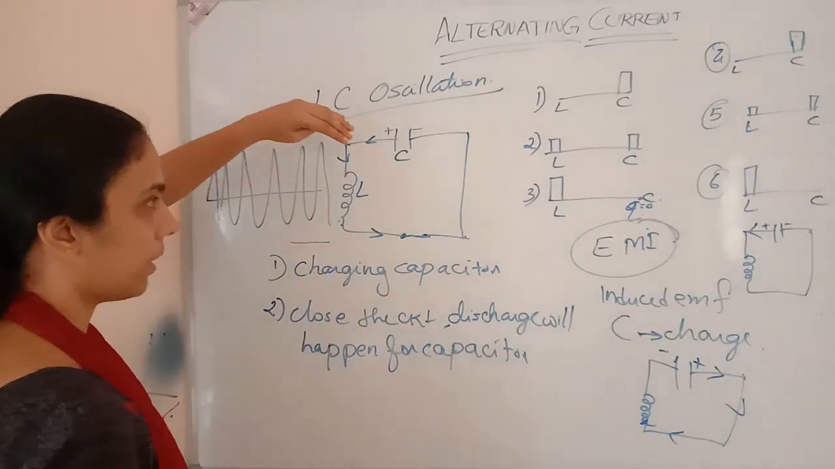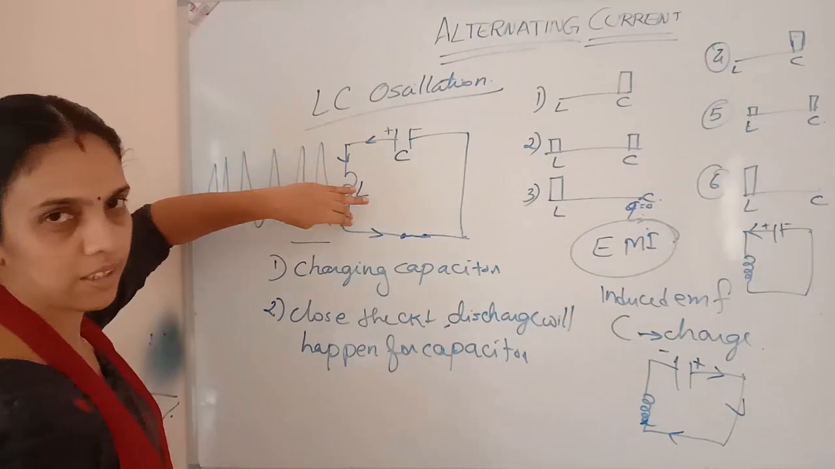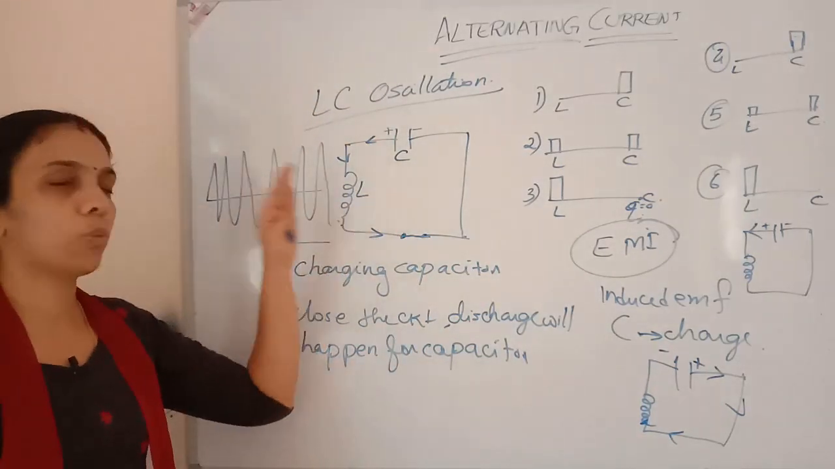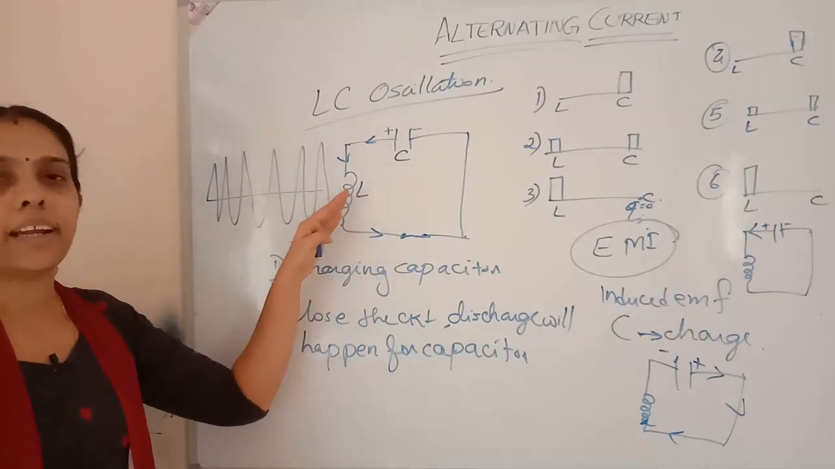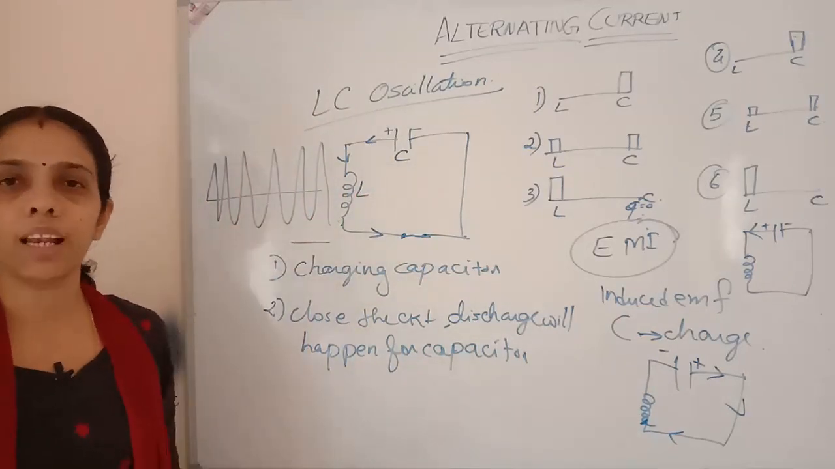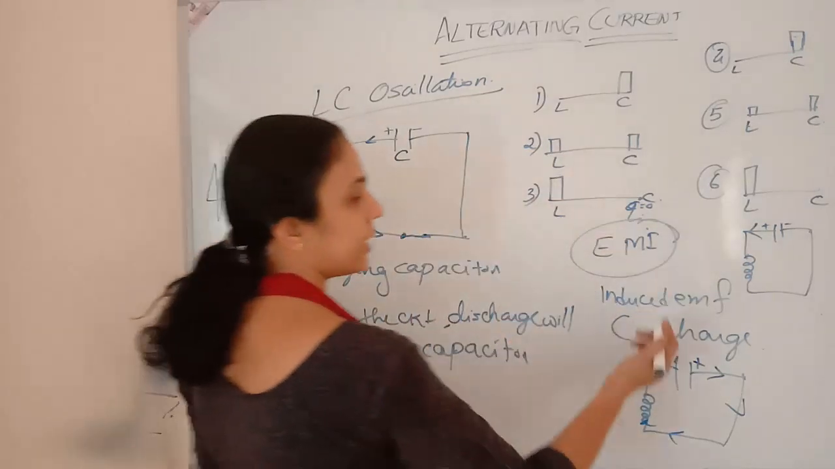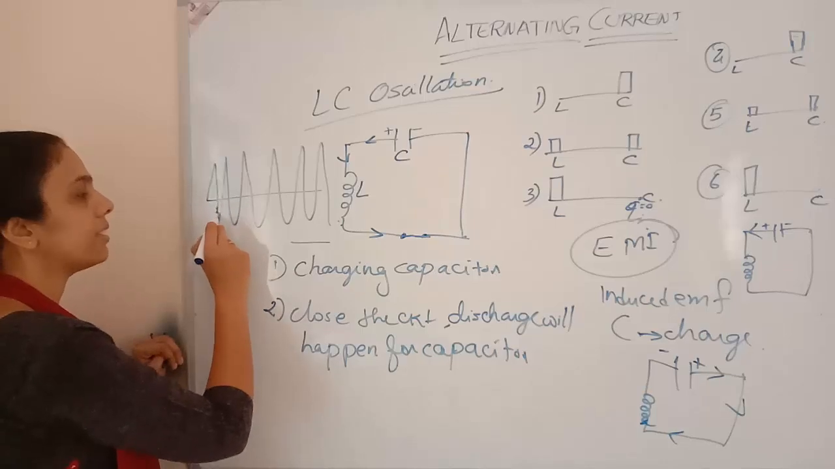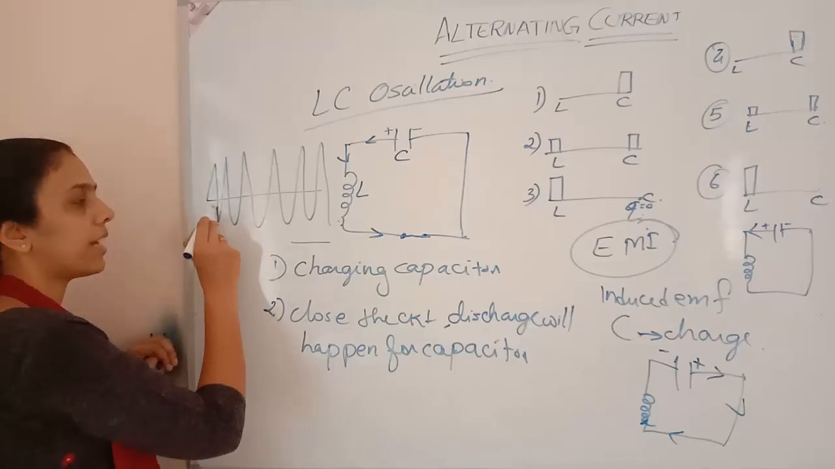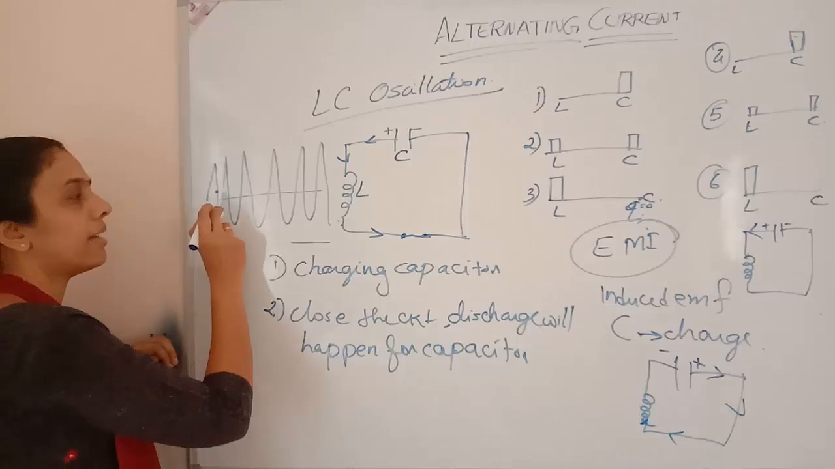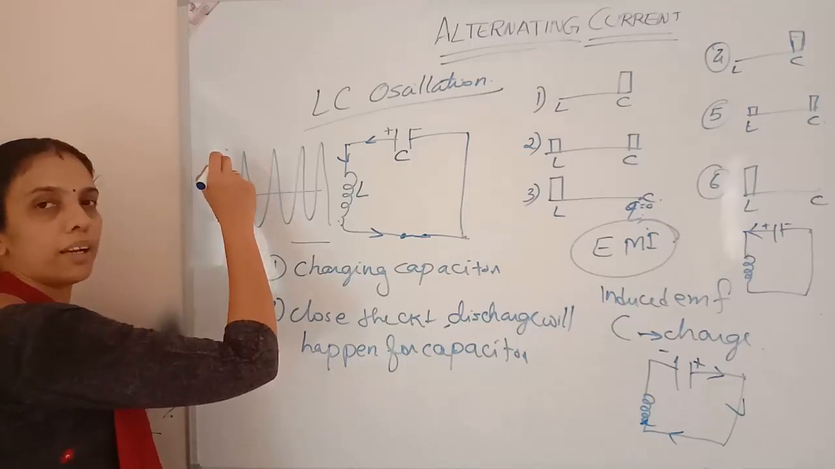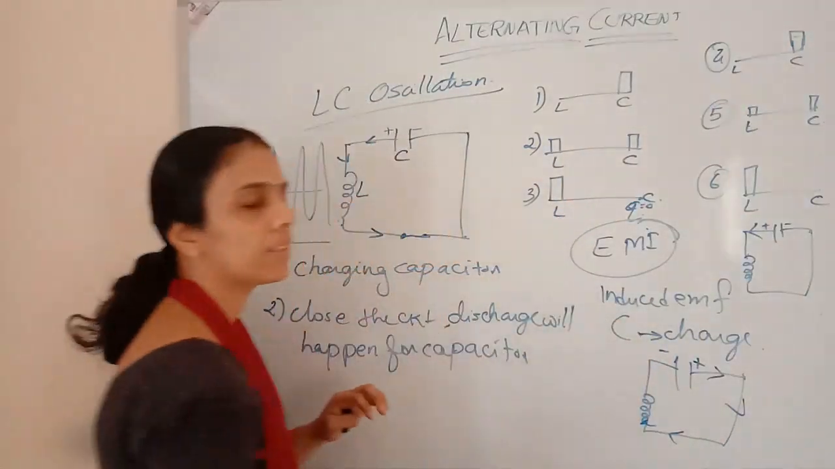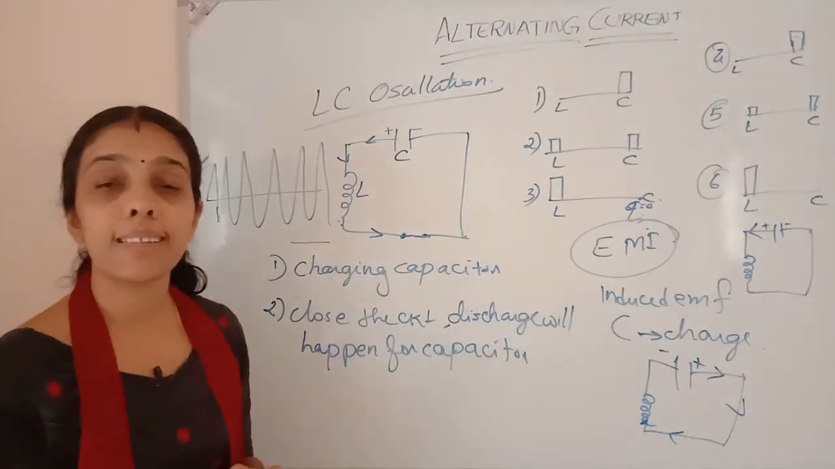Here a capacitor is present and an inductor is present. If a charged capacitor is present in a circuit along with the inductor, LC oscillation will happen. So the polarity is changing, you understood, right? Increasing, decreasing, then coming to the negative direction, same way increasing and decreasing, and again increasing, decreasing. So this will go on. Clear? This is what happens in an LC oscillation.